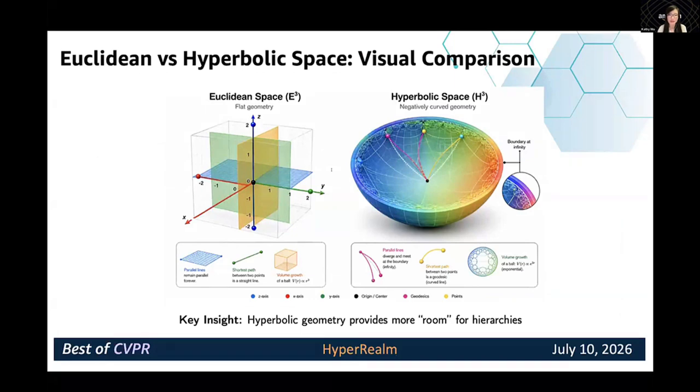This isn't just aesthetically pleasing, it's mathematically optimal. Hyperbolic space achieves logarithmic distortion for trees compared to square root distortion in Euclidean space. That's a massive difference for deep hierarchies.